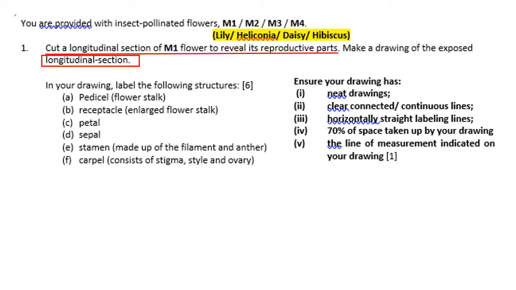Another very important instruction for this part of the practical is your drawing. You need to make sure that you label these 6 parts and name them in order to get the 6 marks. In your drawing, ensure it has neat drawing, clear connected or continuous lines, horizontally straight label lines, and that your drawing takes up at least 70% of the space given. And lastly, the line of measurement indicated on your drawing.